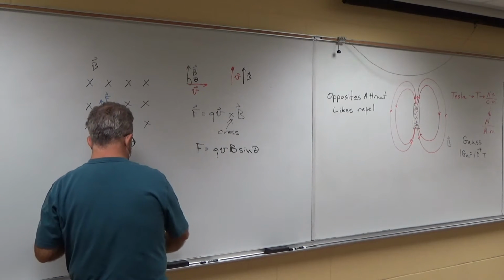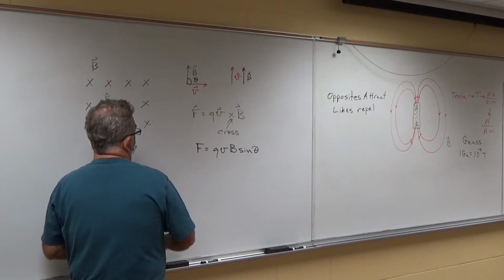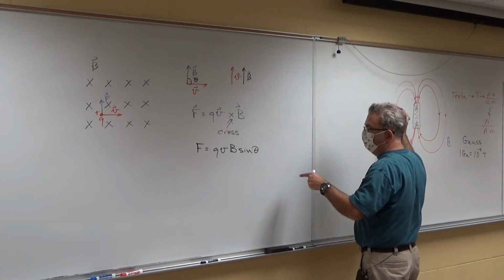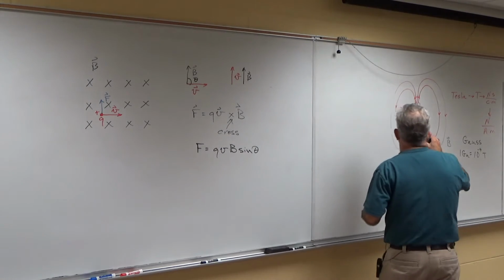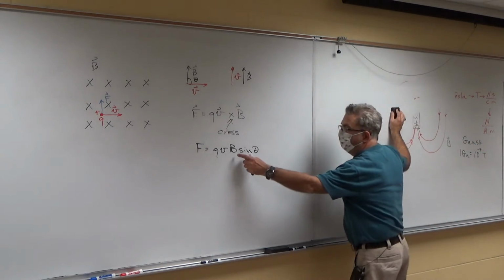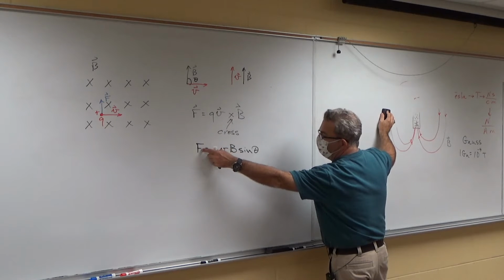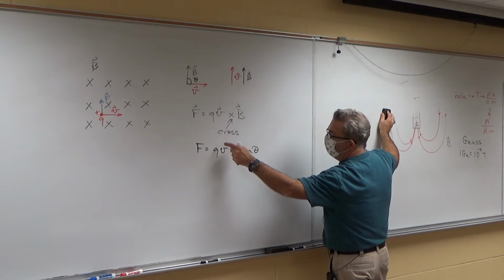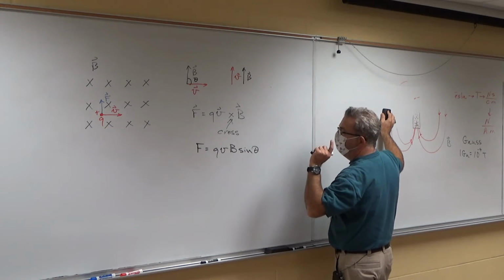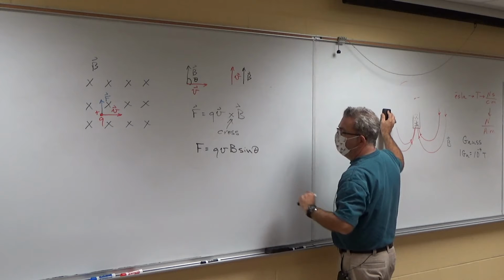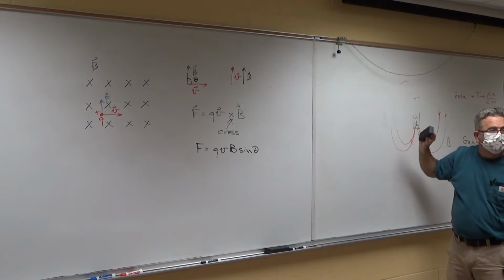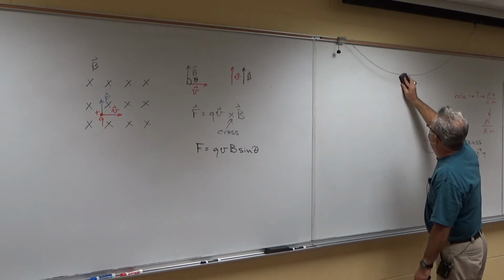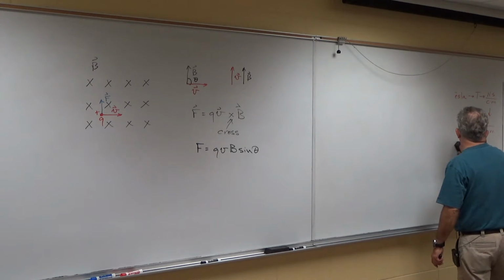We'll talk a lot more about cross products. All right. So you can see where this unit of a Tesla comes from, right? If you solve this for B, you get Newton per Coulomb and then a second, what is that? Newton second per Coulomb meter, right? If you solve that for B. Okay.